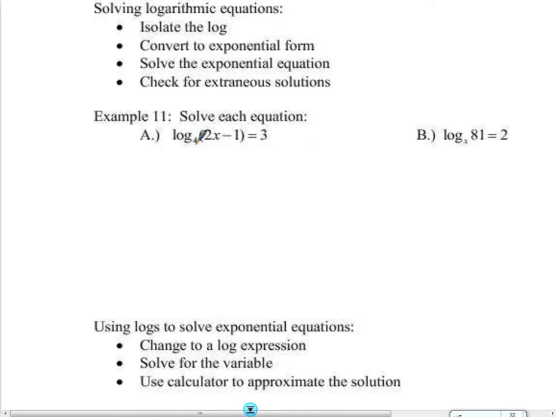And 4 to the 3rd power, we all know, is 64. So 2x minus 1 is equal to 64. So when I add 1, I get 65. And when I divide by 2, x equals 65 halves, since 65 is not divisible by 2. Or, what is this in decimal? 32.5.